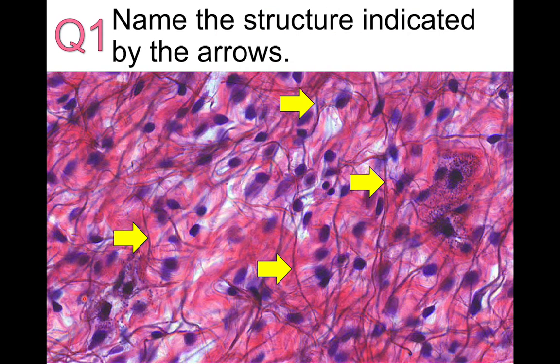So question number 1, name the structure indicated by the arrows. This is a section of mesentery, one of the loose areolar connective tissues. These thick fuzzy bundles are collagen fibers, and these are the nuclei of fibroblasts mainly. And the arrow points into these well-defined dark thin fibers, which are elastic fibers, which provide elasticity for this tissue.